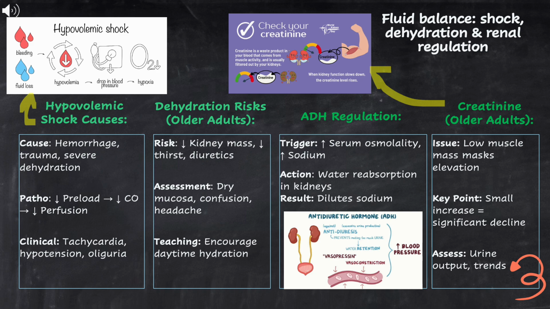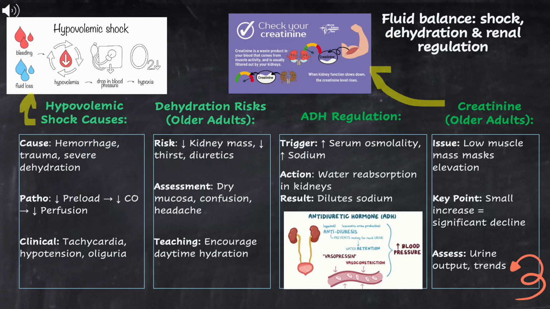First, hypovolemic shock. Common causes include hemorrhage, trauma, and severe dehydration. The pathophysiology begins with decreased preload, which leads to decreased cardiac output and ultimately decreased tissue perfusion.